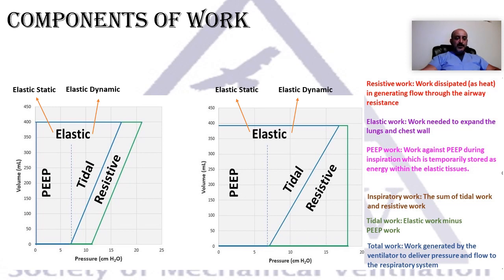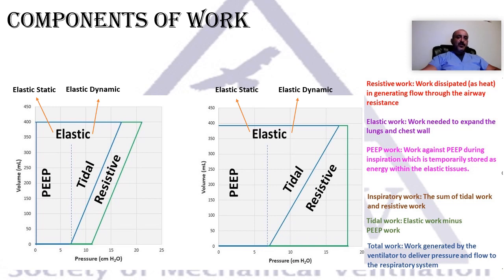Let's go to the pressure control on the right side. Again, the blue area is the elastic component, and again to the left is the PEEP, which is the elastic static, and to the right is the tidal work, which is the elastic dynamic, and the green area is the resistance. So you can see again that the resistive work in pressure control is actually bigger than in volume control. But the PEEP and the tidal parts, if you use equivalent tidal volume and driving pressure, are usually the same.